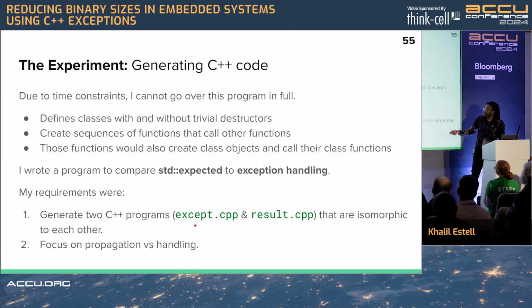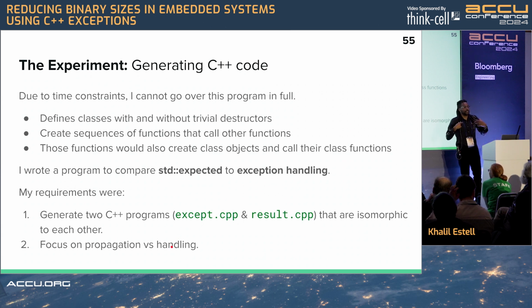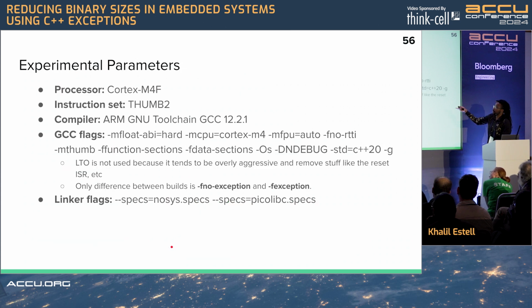And I wanted to focus on propagation because what I noticed is that in a lot of the code that I write, especially for embedded systems, the context on how to catch an error is usually higher up the stack, usually not at the lower level where the utilities are. So I focus more on the propagation versus the handling. Here are some experimental parameters. We're not going to spend too much time on this because we have other things we need to get into.